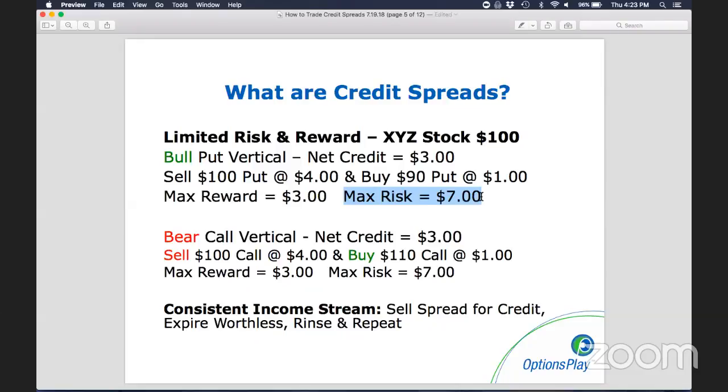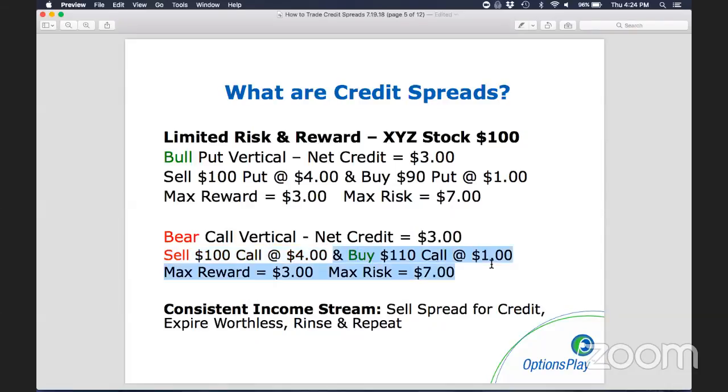Conversely, a bear call vertical is when you have a bearish view on stock XYZ that's trading at $100. What you can do is you can sell a $100 call, and let's say you sell this call for also $4, so you're bringing in a $4 credit. But if you were to sell this $100 call naked, then you have unlimited risk to the upside, and you have to put up a substantial amount of margin to do so.